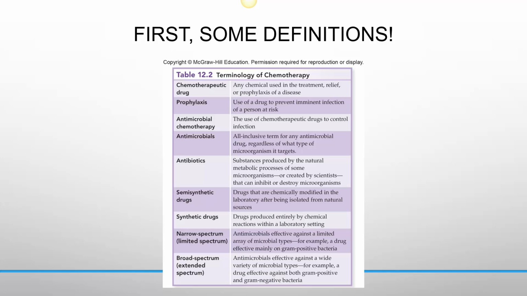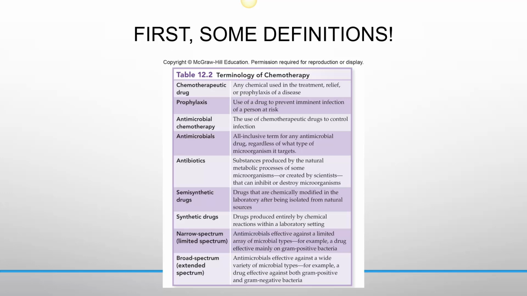But then resistance developed. So the microorganisms were no longer responding to the first generation of antibiotics. So what scientists did is they chemically modified them slightly to make them a little bit different. That's what a semi-synthetic drug is. So drugs that are chemically modified in the laboratory after being isolated from natural sources. So basically they took an antibiotic, changed it around a little bit, and now you have a semi-synthetic drug.